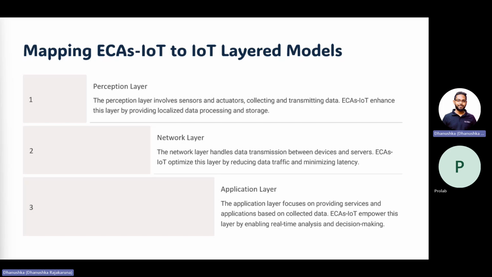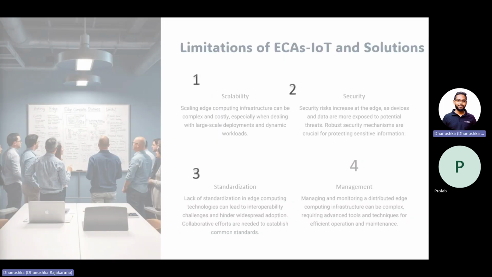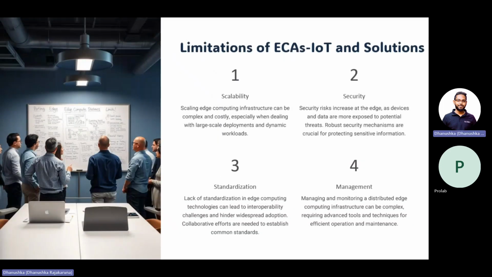So the mapping of edge computing architectures to IoT layers model helps design optimized systems tailored to specific requirements by aligning edge computing architectures with the functional roles of IoT layers. So AI at the edge and 6G networks will further refine this mapping and enable seamless integration. The limitations will be scalability, security, standardization, and management.